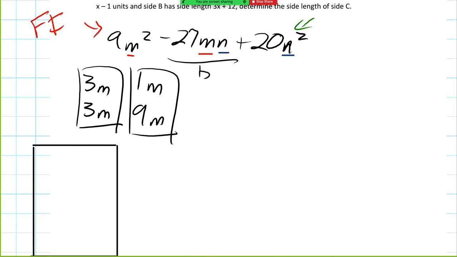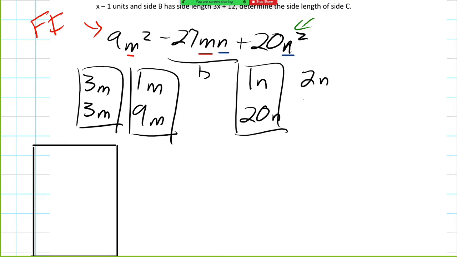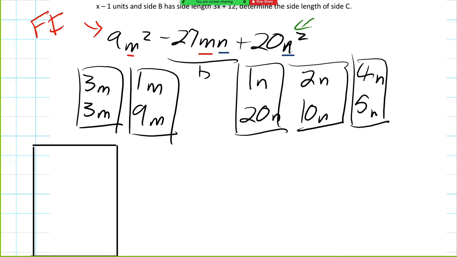And factors of 20 are 1n and 20n, 2n and 10n, 4n and 5n. And we know the products of the columns need to sum to our b value, which is negative 27mn. Now, because we've set up the columns to have m's over here and n's over here, whatever the products are going to be are definitely going to have an m and an n attached to both, right? Because an m times an n, they're not similar terms, so we can't actually put them together. So I'm just going to put them in the start. That way we can focus on the coefficients in the numbers, okay?